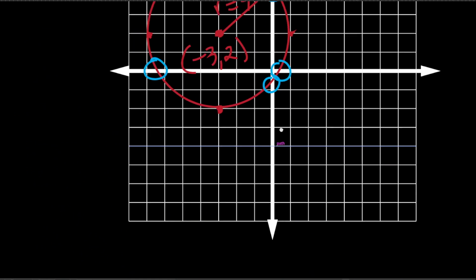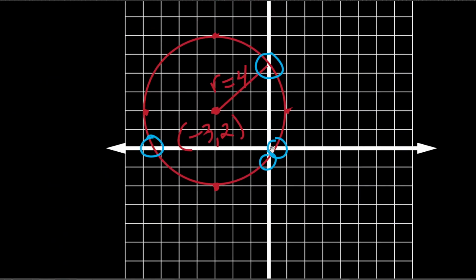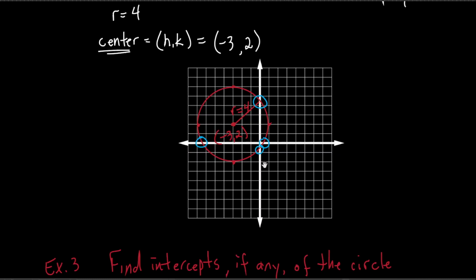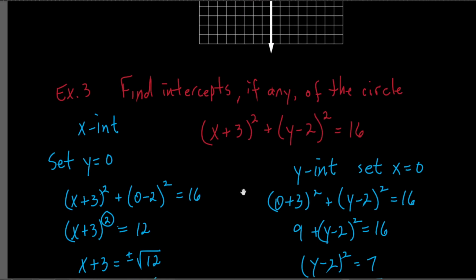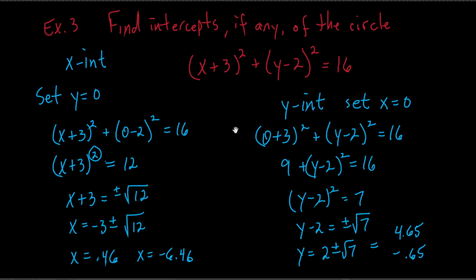The y-intercept is 4.65, so it's 1, 2, 3, 4, and right there, it's a little more than a half. Yep, that looks like it works, doesn't it? And then what was the other one? It's -0.65, right? So there it is right there. Okay, there's your -0.65. Yeah, it looks like it works. So that should make a little bit of sense with that graph right there, doesn't it?